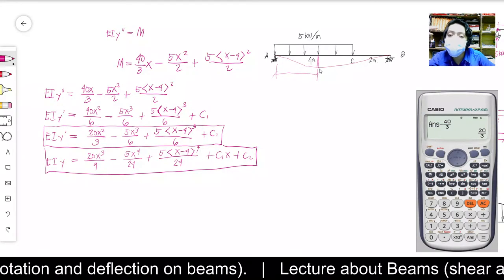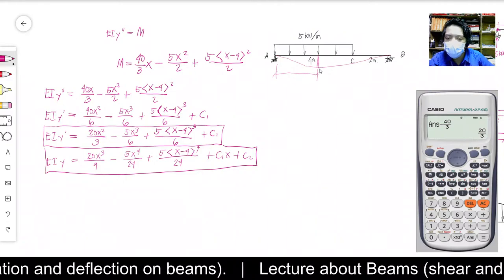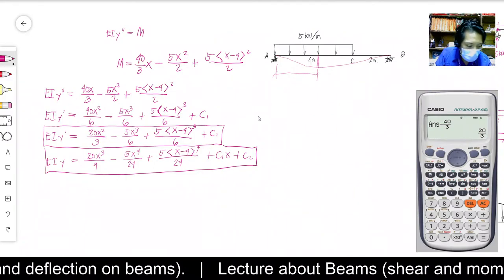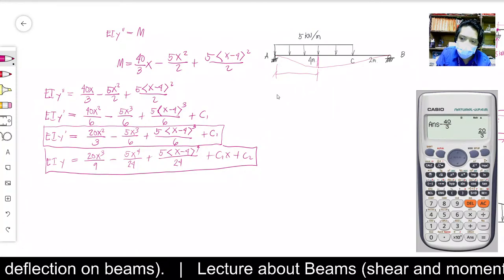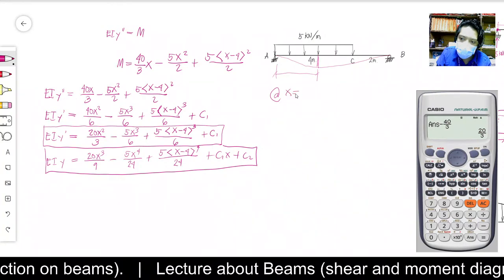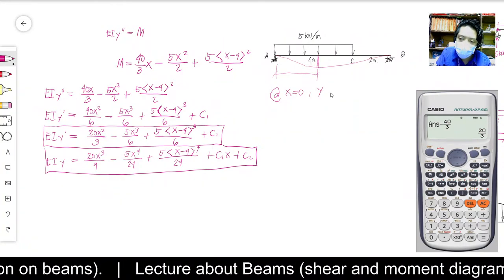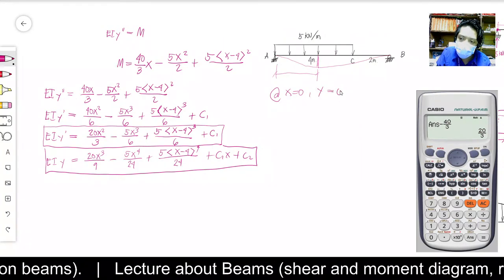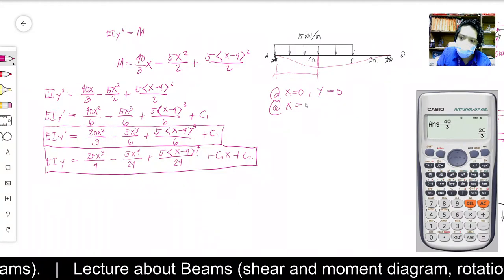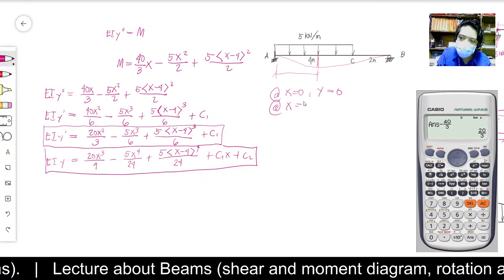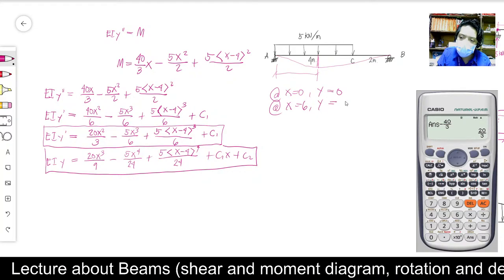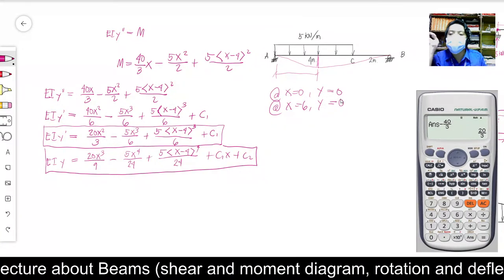Let's apply the boundary conditions. Okay, so first, our boundary condition. The first boundary condition is at x is equal to 0, we know that the deflection at that point is also 0. And also at x is equal to 6, we also know that the deflection at that point is also equal to 0.